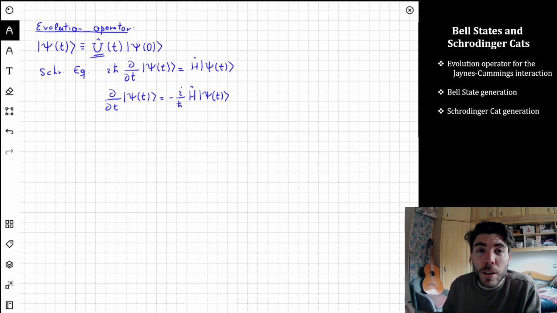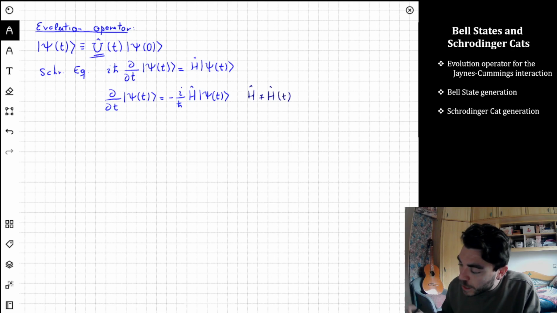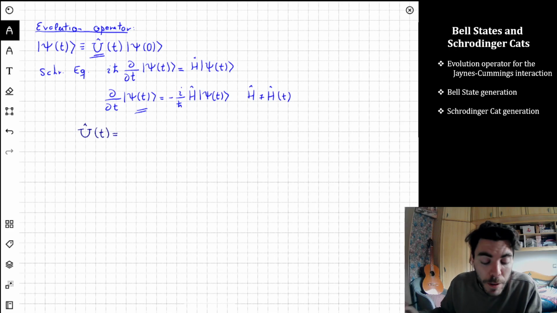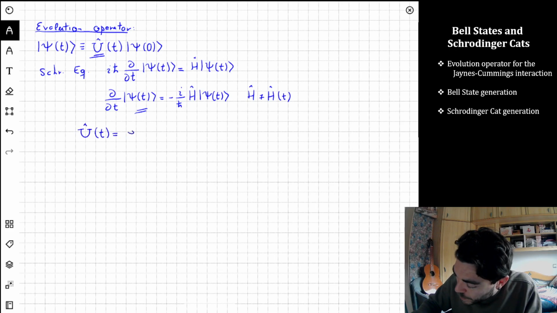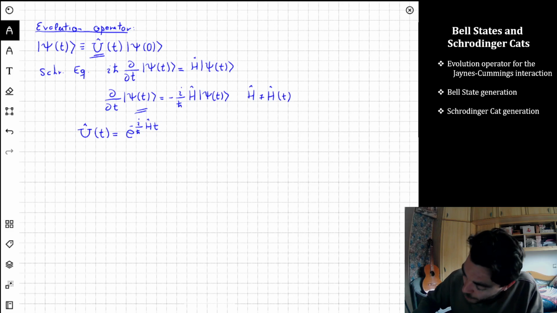Now, in our case, the Hamiltonian is not time dependent, so the Hamiltonian is explicitly time independent. In that case, we can integrate this equation pretty easily. You have a function that is equal to something times the function itself, so the solution is an exponential, and in particular, the solution of this equation, if the Hamiltonian is time independent, is just e to the minus i over h bar Hamiltonian operator times t. Okay, and this is the evolution operator.